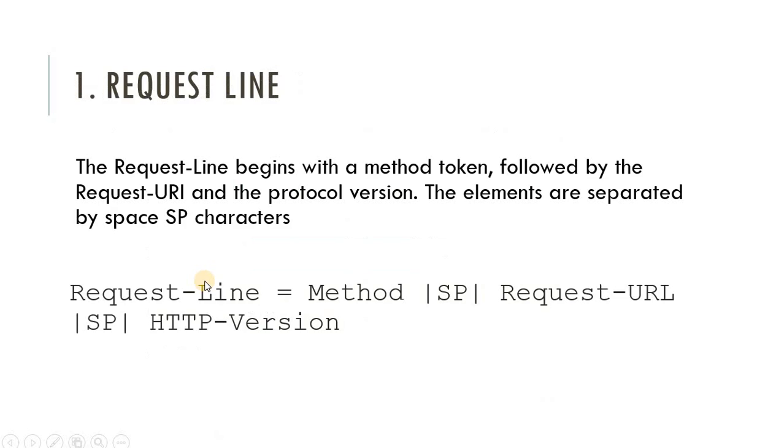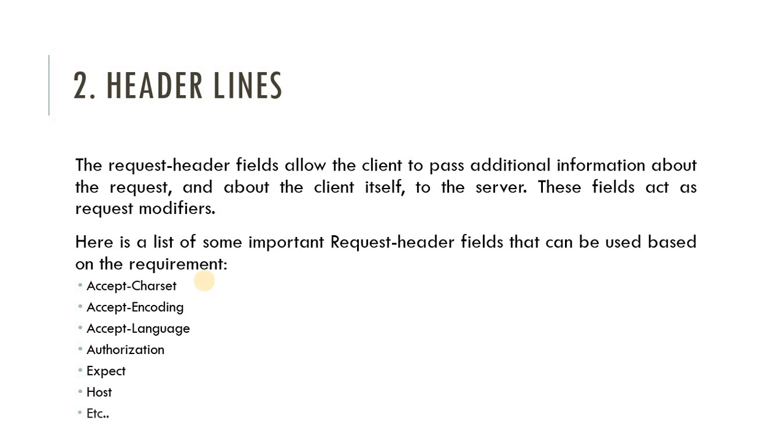Now next is the header line. Request header fields allow the client to pass additional information about the request and about the client itself to the server. So these fields act as request modifiers. Here is a list of some important request header fields that can be used based on requirement. A header line contains some information about the client. Based on that information, the server can recognize that client and the behavior of the client side. That is why the header line is included. In the header line, the attributes are, for example, accept character set, accept encoding, accept languages, authorization, expect, host name. These are the attributes explained in detail in the header lines.